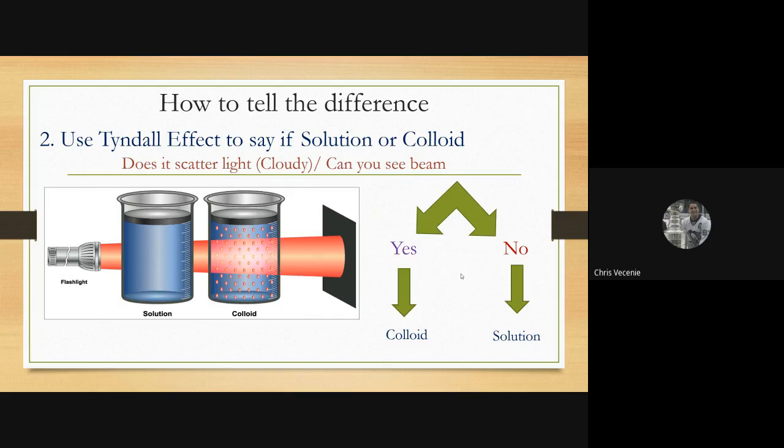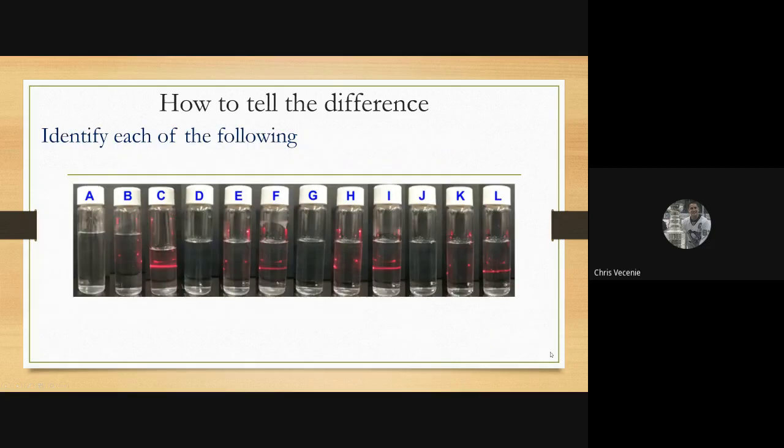So you ask yourself, is it a suspension first? Then you move on, and then you ask, is it scattering light? And that's how you can tell what each of these are. So if I brought up a picture like this one, and I wanted you to say what each of these substances are, which look pretty similar to each other, I would go through the following process for each of these unknown ones.